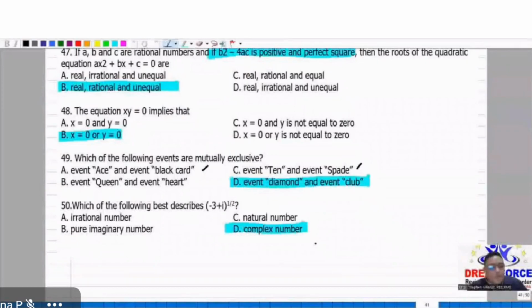Next, number 50. So, which of the following best describes (-3 + i)^(1/2)? Okay, this is only just a complex number. So, that is a + bi.